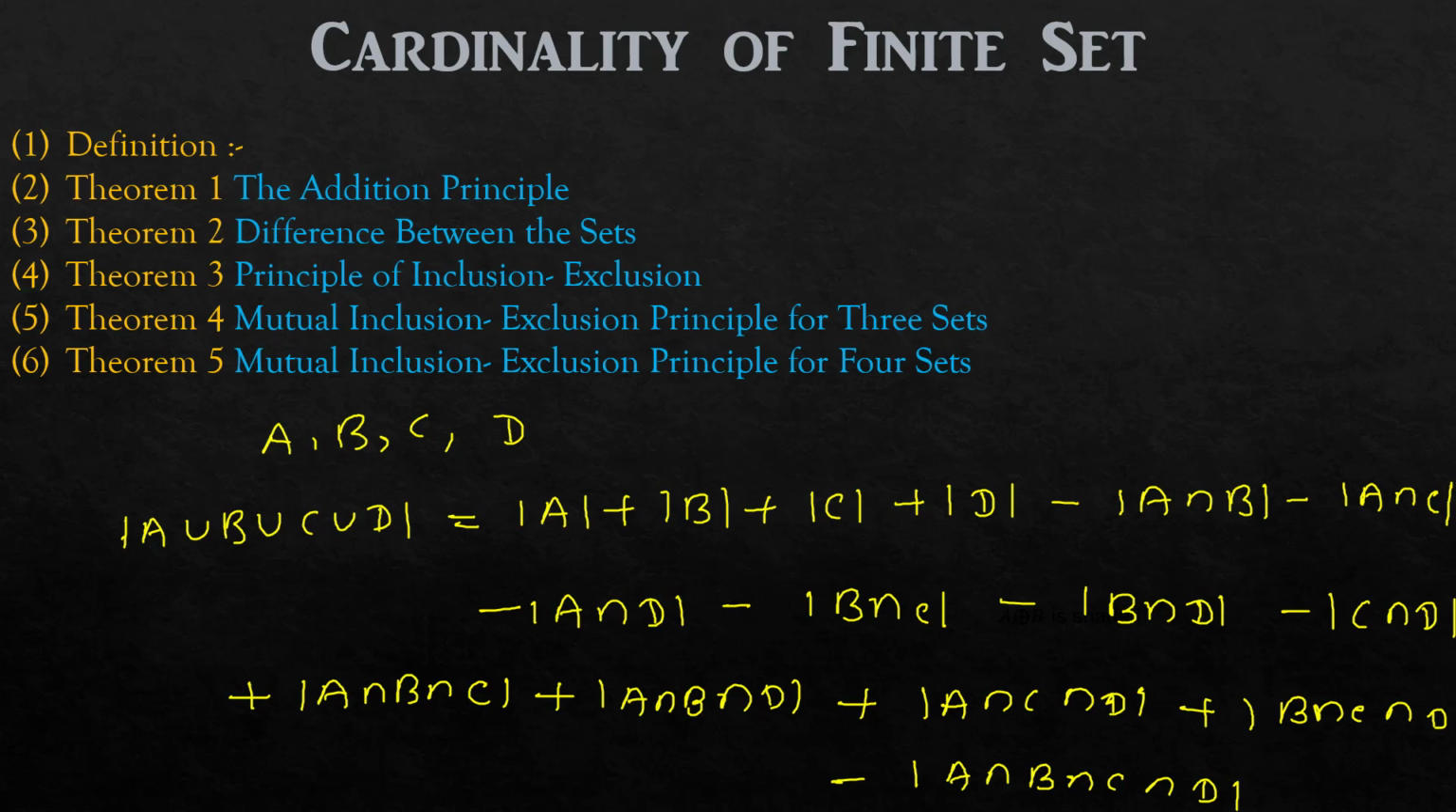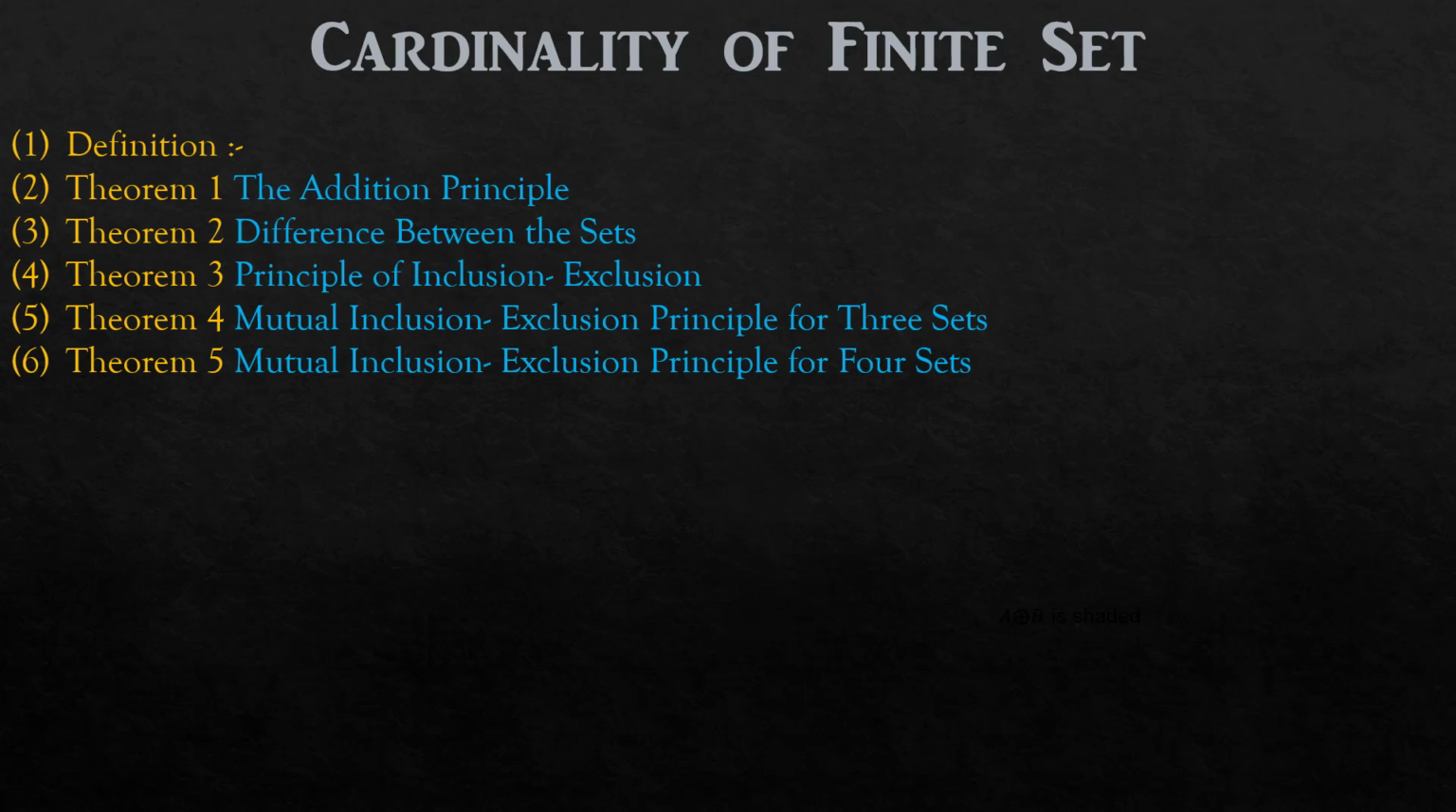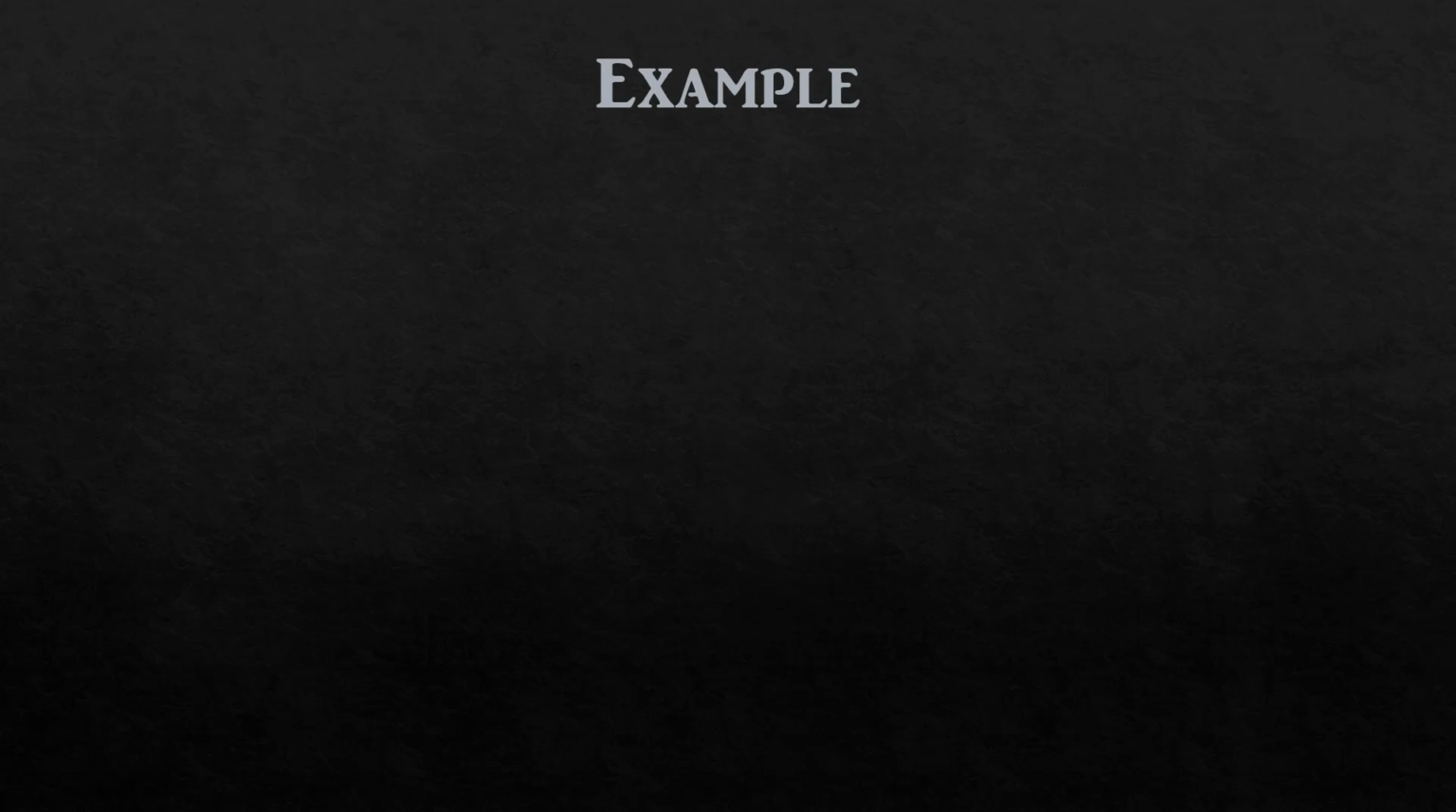So these are the 5 main points related with the cardinality of finite sets. The first one is addition principle. Addition principle जब use होगा, that time always remember A intersection B वहां पे आपका empty set रहेगा, meaning number of A intersection B is equal to 0. Second one, difference between the sets. Third one is principle of inclusion exclusion. Fourth one is mutual inclusion exclusion principle for 3 sets, and the fifth one is mutual inclusion exclusion principle for the 4 sets. Now let's solve the examples related with the cardinality of finite sets.